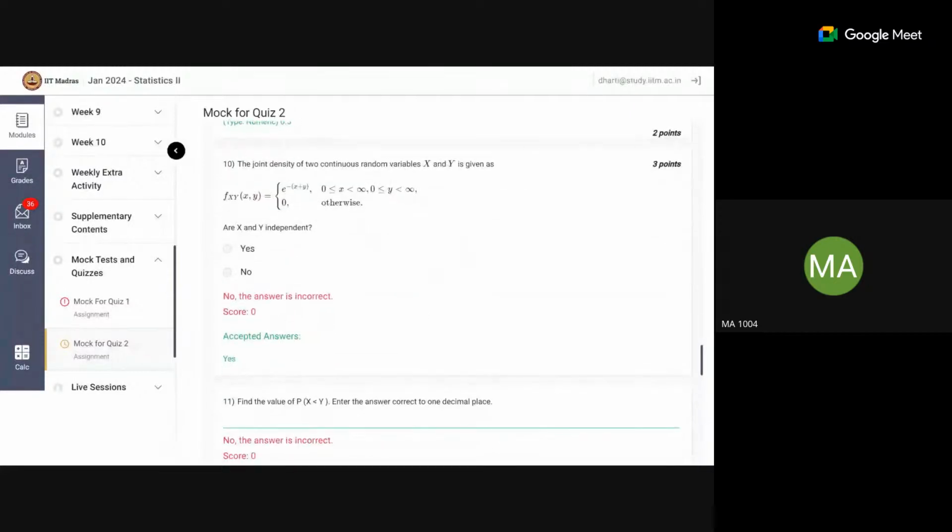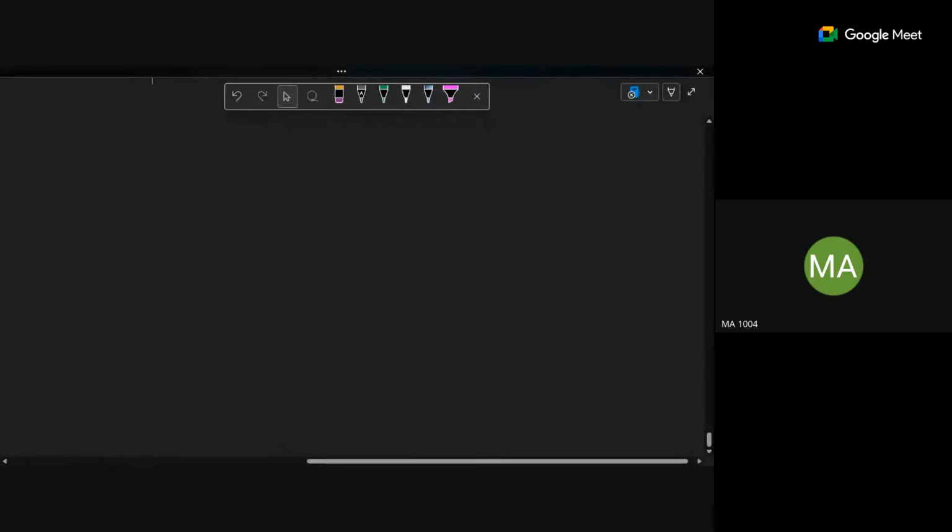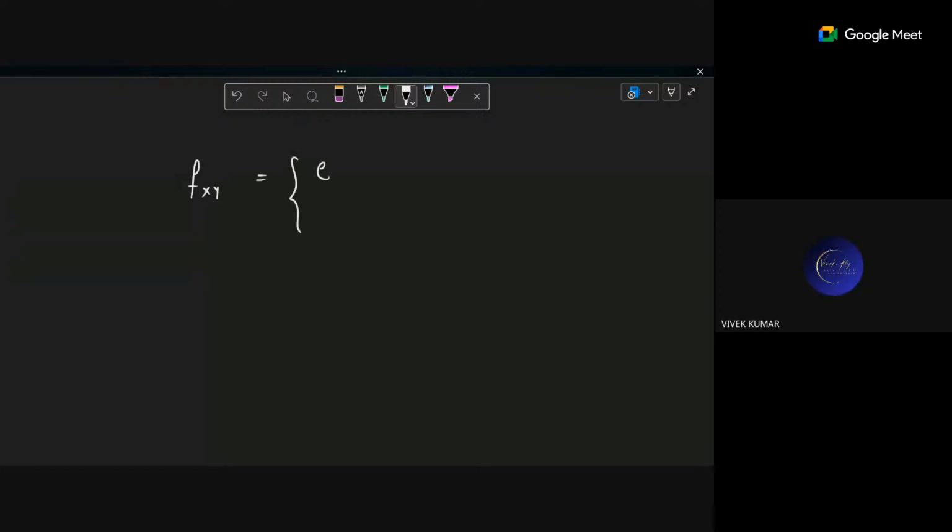Question number 10. This kind of question also we have discussed. The joint density of two continuous random variables x and y is given to you. Are x and y independent? How to do that? Do you remember? Find both fx and fy, the marginals, and multiply them. If the joint is equal to the product of their marginals, then they are independent. So this kind of question is actually easy. Whenever you see this kind of question, just solve it quickly. Time saving questions.